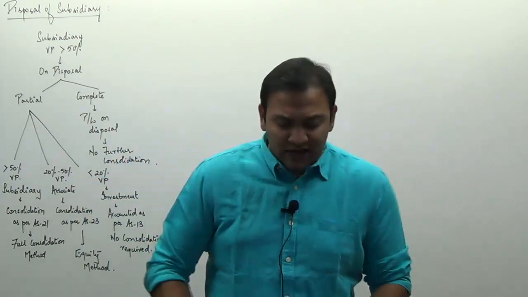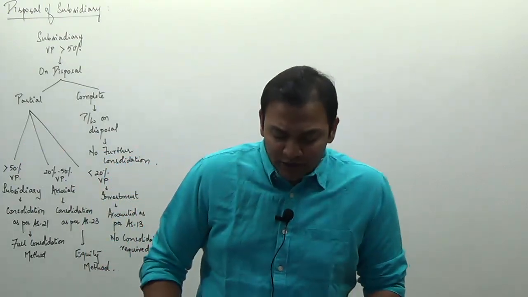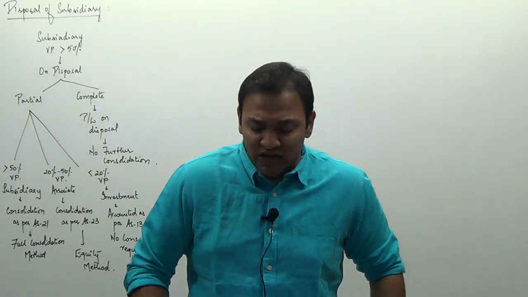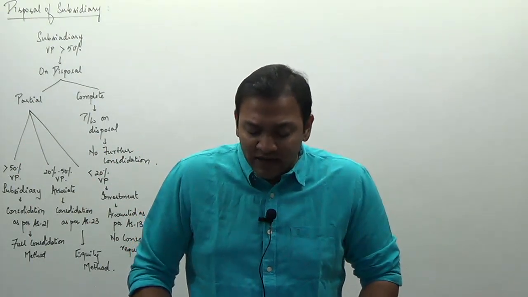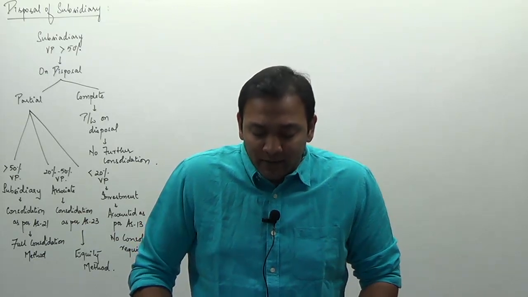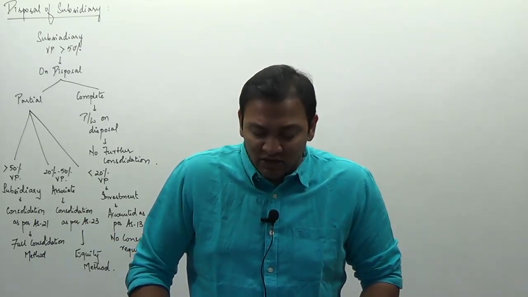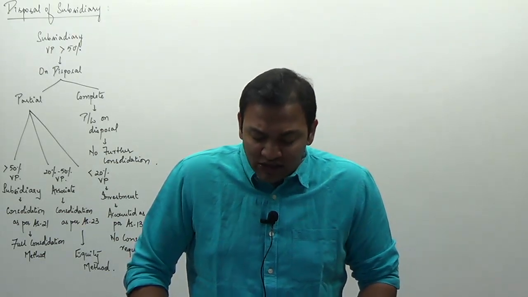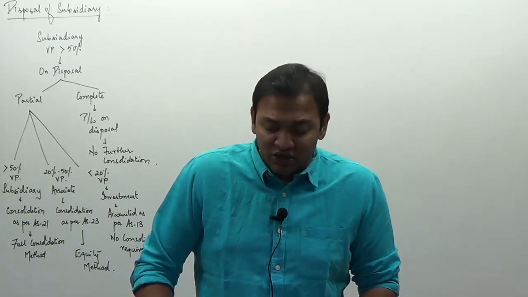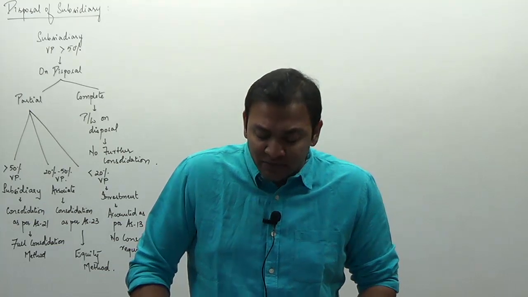Yes guys, so let's start reading problem number 29 for the disposal of subsidiary. A simple problem to start with. Following is a summarized balance sheet of A Limited and its subsidiary B Limited. Prepare a consolidated balance sheet as on 31st December 2011. So there's some neatly drafted balance sheet which is given there. In the balance sheet, check the investments.